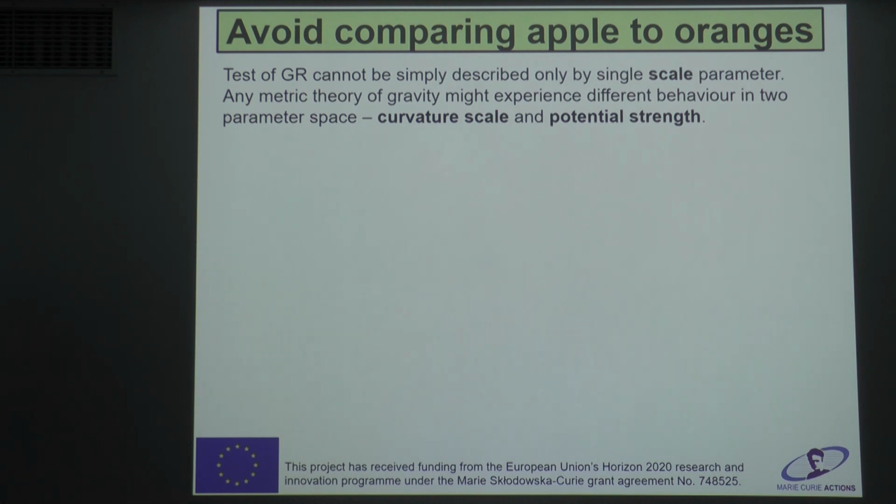Well, the length scale is not the only scale of the theory. Because we can have two different natural scales for GR, which is a metric tensor theory: the curvature scale and the potential strength scale.